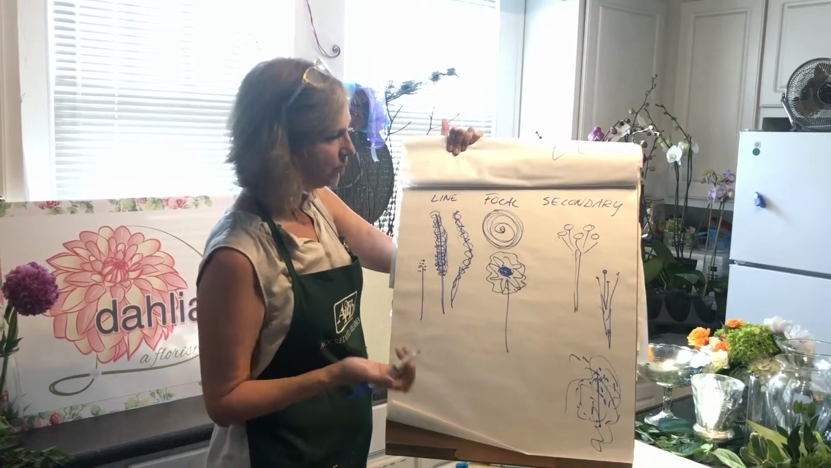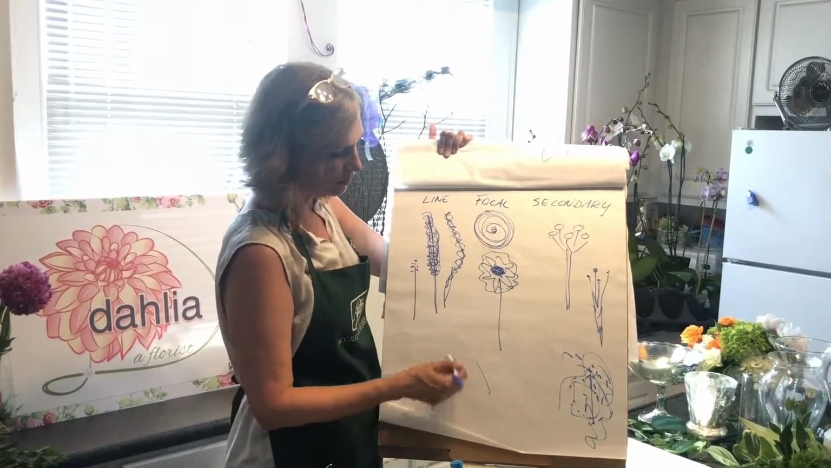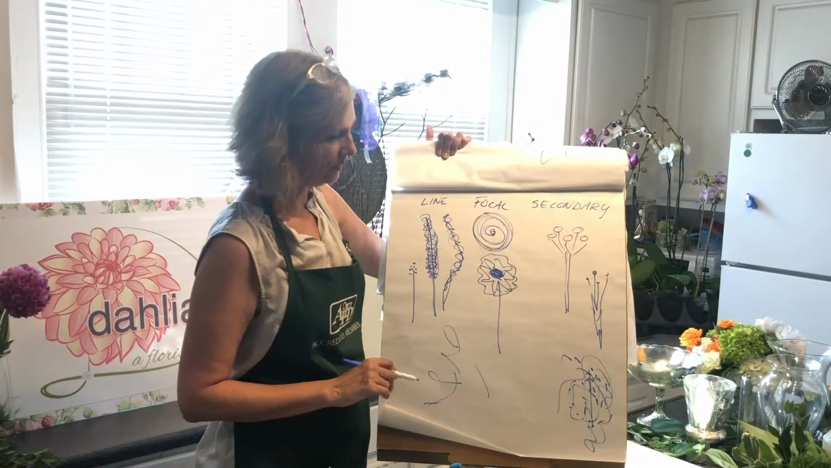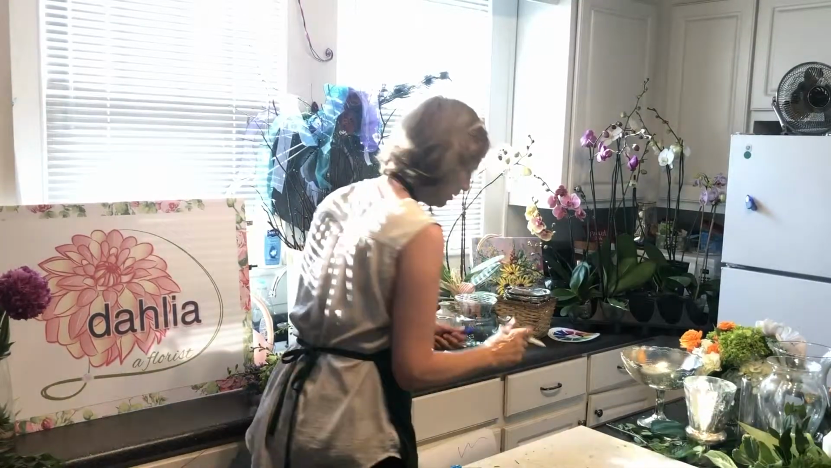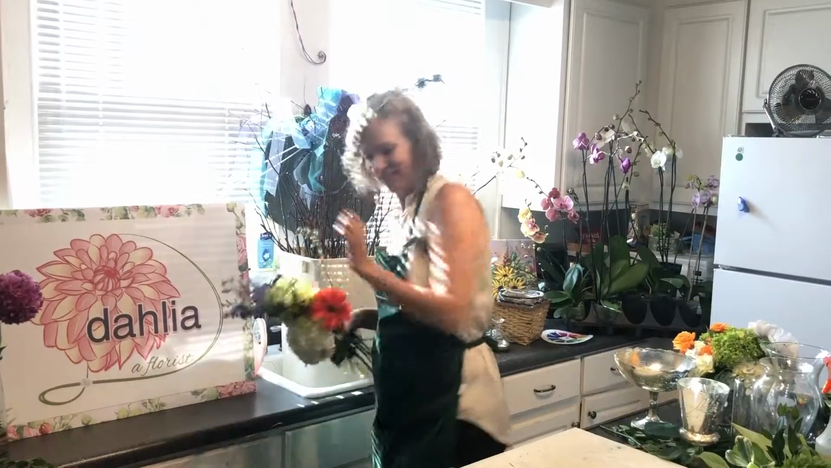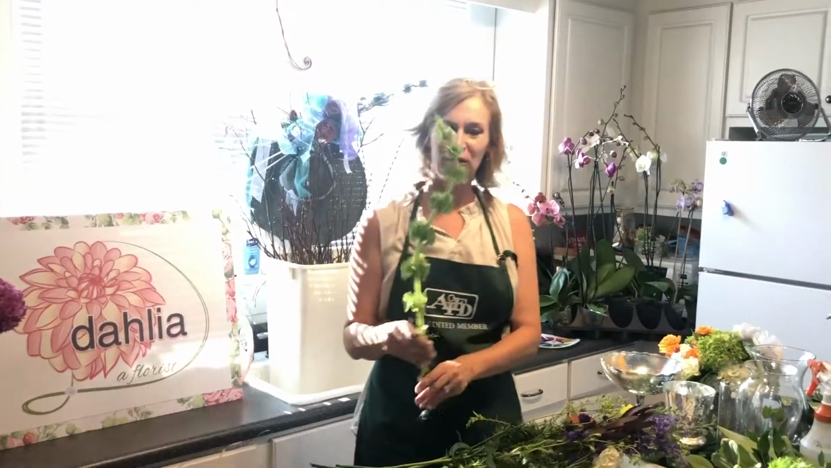Then we have one more that I kind of call decorative. That's where it could be somewhere in between, and it just doesn't fit into any of these things. So let's go into looking at those very quickly. Sorry, I'm getting ahead of myself. I'm getting excited. Okay. One of my favorite line flowers is the Bells of Ireland.